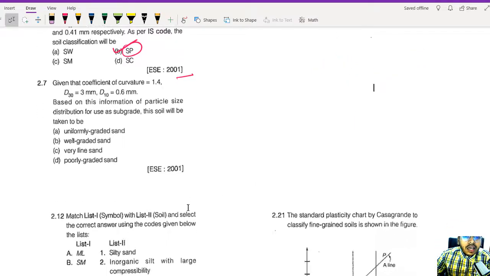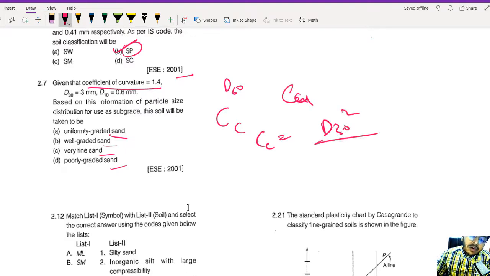So based on this, can you say this is sand? First thing is clear. Now we have to classify whether it is uniformly graded, well graded or poorly graded. So we have to find my D60 value. The coefficient of curvature is given, so let us find it. How can I write Cc? D30 squared divided by D60 into D10. So how to write D60? D60 is equal to D30 squared divided by Cc into D10.